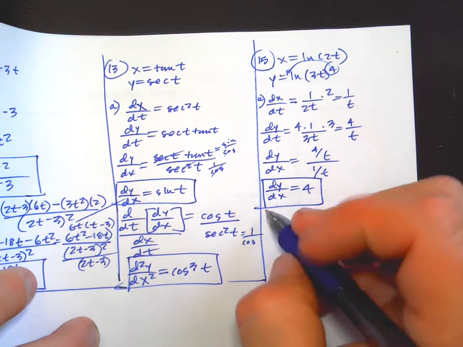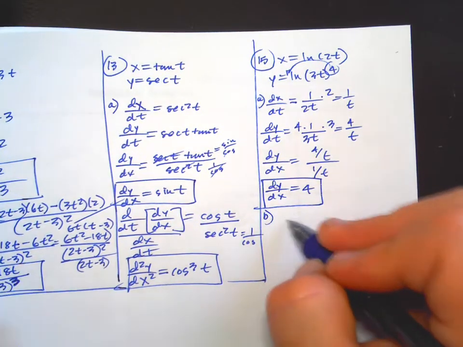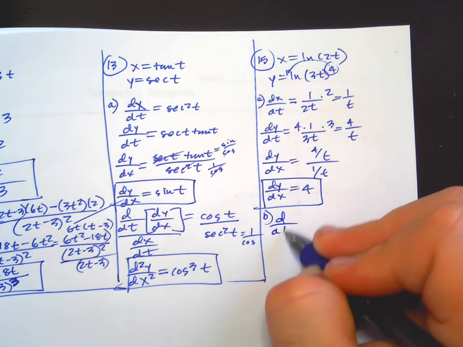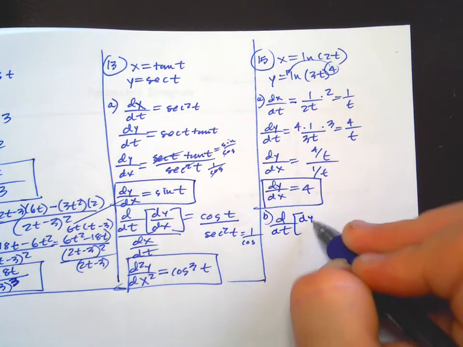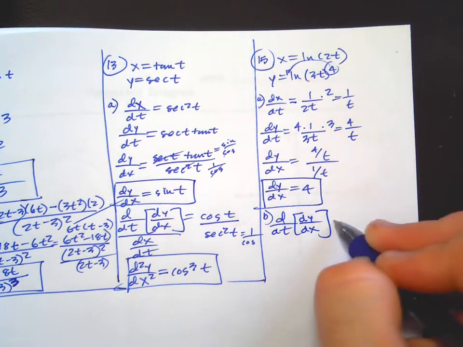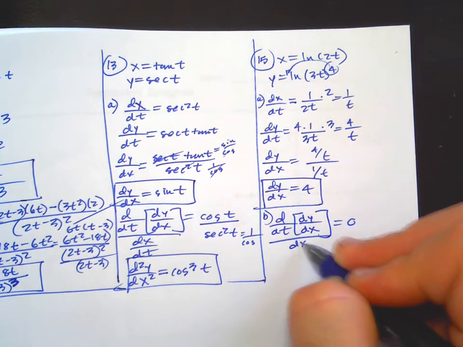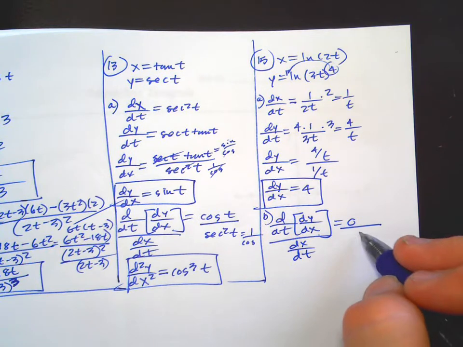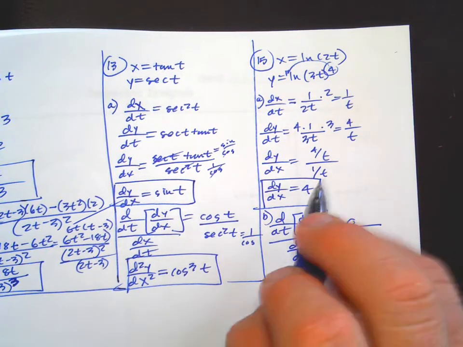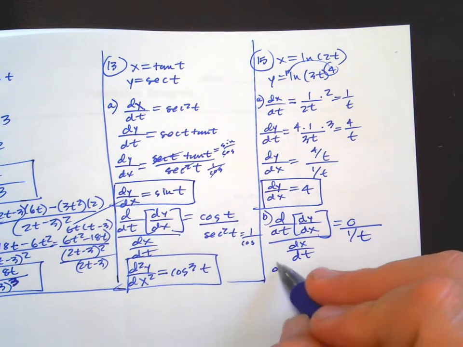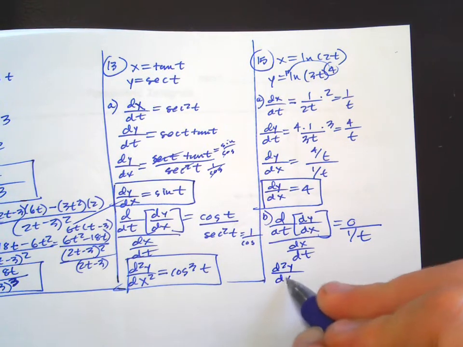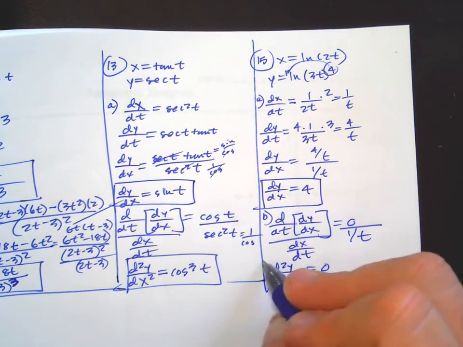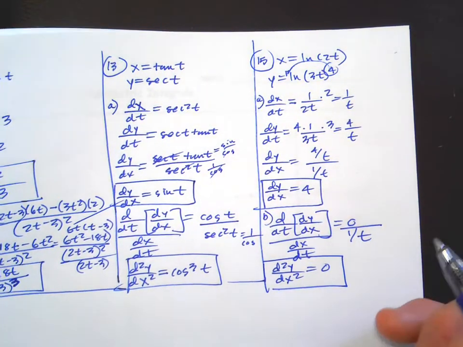Nice. So then for part B, we're going to take the derivative of that with respect to t, which is 0, and divided by dx dt, which is 1 over t, but 0 divided by anything is 0. So the second derivative is 0 there all the time. Okay.